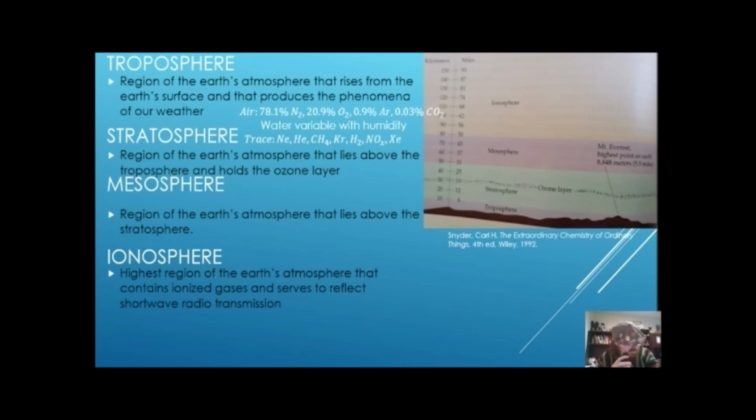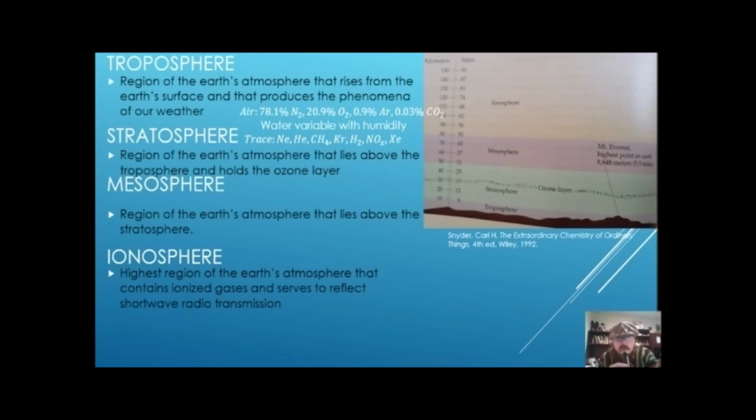Now, the next layer is the stratosphere. The stratosphere is a region of Earth's atmosphere that lies above the troposphere and it holds our ozone layer. That is a dry, clear, cold layer. It's about negative 55 degrees Celsius. So that's pretty cold. 0 degrees is where it's freezing, so negative 55 is well below freezing. But something really weird is that in the stratosphere, temperature will actually increase with altitude.